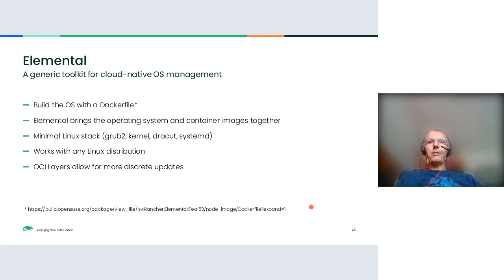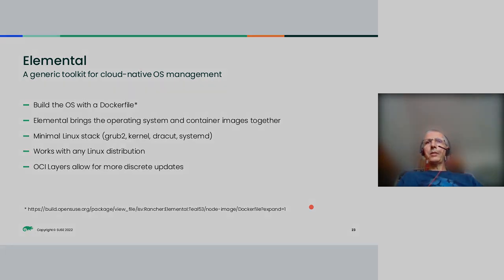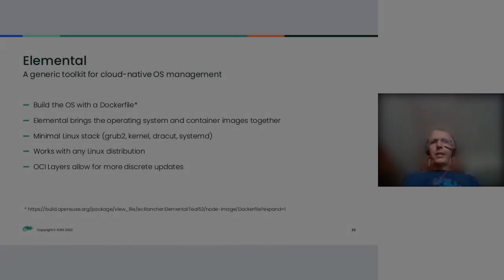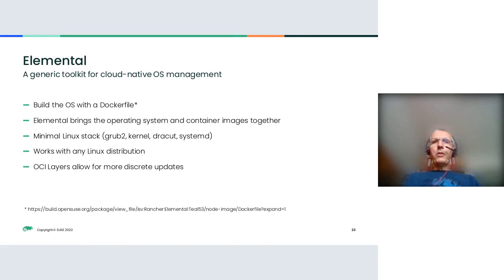And one characteristic of Elemental is that we can use the OCI layers, the layers of the container image, to better sort them and, for example, put the kernel on the outermost layer, because that is the piece that is changed most often.